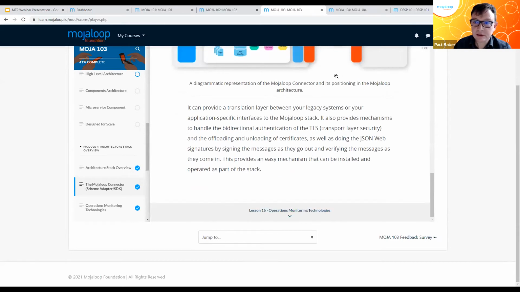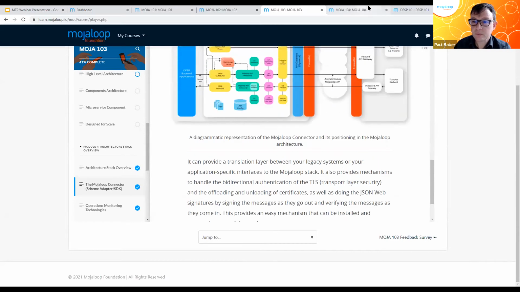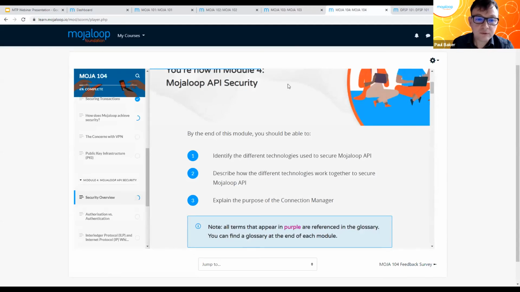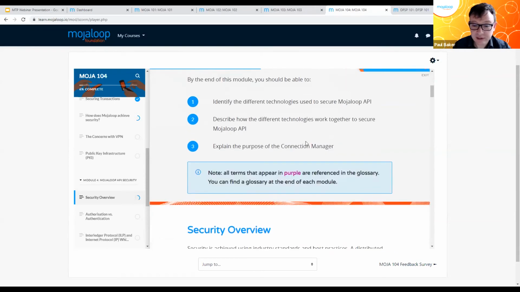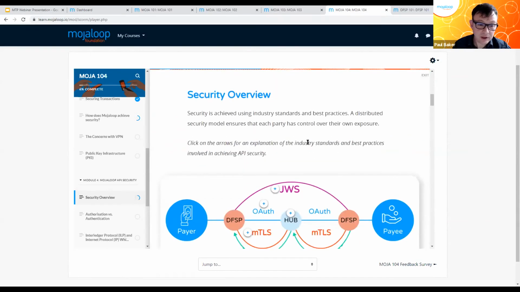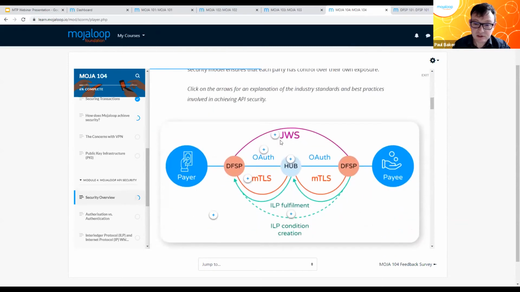And that's it. Let me jump to the next course. So the fourth course that I'm showing you here is the Mojaloop security course. And I tried to summarize it before, but really the security is all about a distribution. So everyone's responsible for the security, but more importantly, you're responsible for your own exposure. And how do we do that? It sounds impossible, but it's not. And we've got the overview here. So I'm just going to skip over everything and just show you that overview in summary.